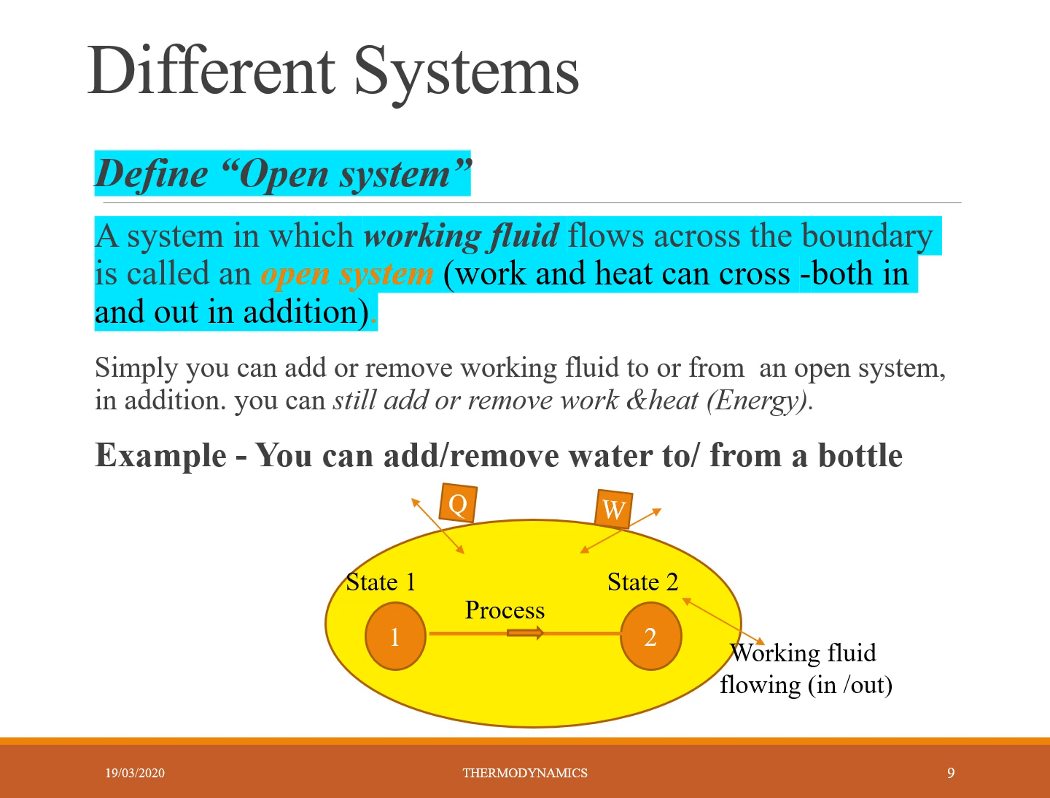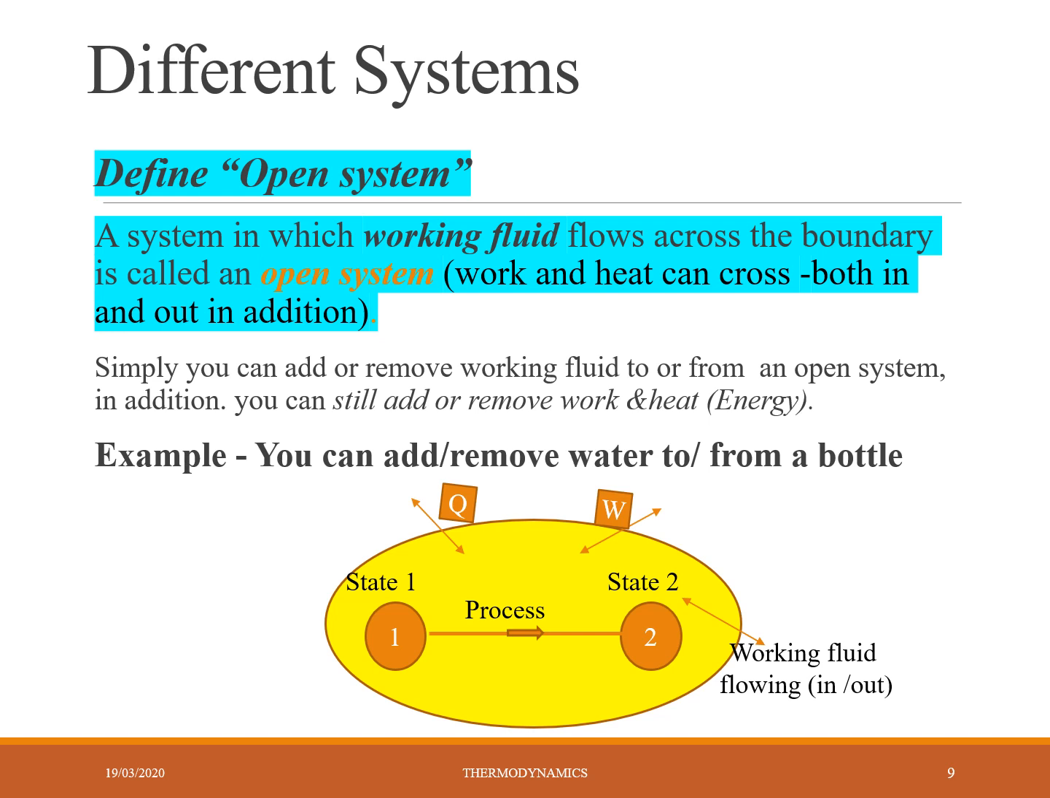Okay, next is the open system. How do you define an open system? Shall you define it like this? A system in which working fluid flows across the boundary is called an open system. Work and heat can cross both in and out in addition. How do you understand an open system?